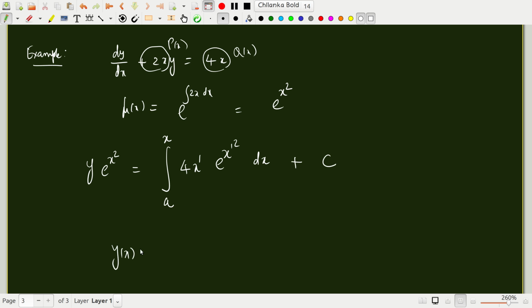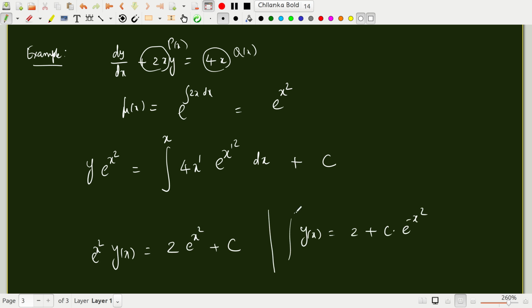So y of x is nothing but, if I do this integration, y e^(x²) is 2e^(x²) + c. Right now I don't know from where I'm doing the integration. That depends on where the initial condition is given to us. If I multiply by e^(-x²), I get y(x) = 2 + c e^(-x²).